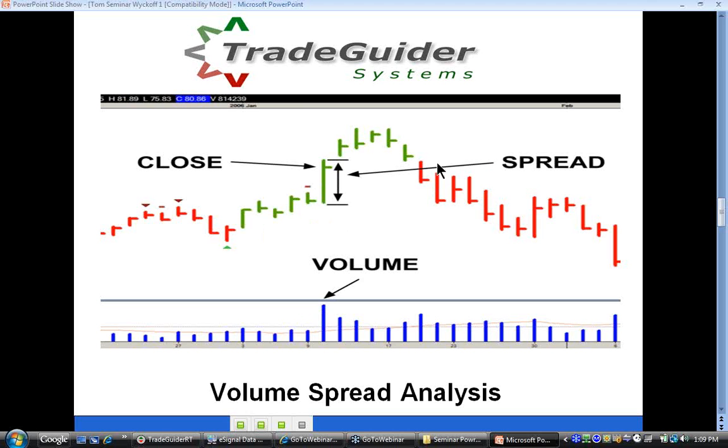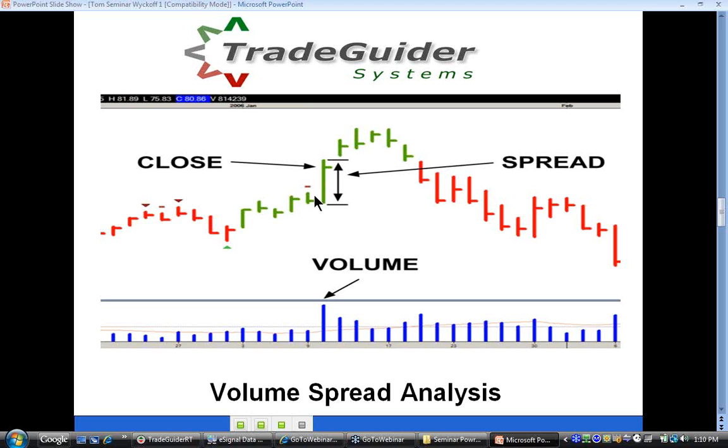In England we call this the spread. It's the high and the low of the price bar. In America it's called the range of the bar. So it could be volume range analysis, but for the purposes of today we'll call it the spread. And finally, the most important part is the closing price in relation to the spread. That is very, very important indeed, because the closing price tells us the true intention of professional money.